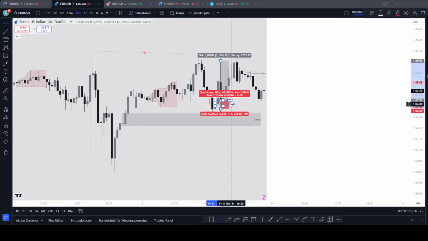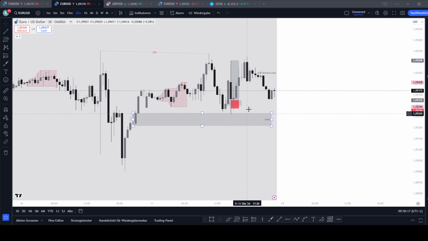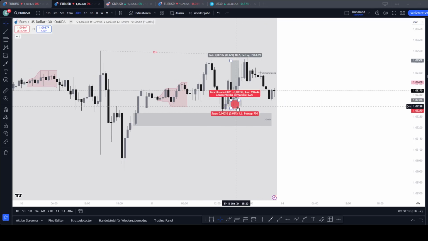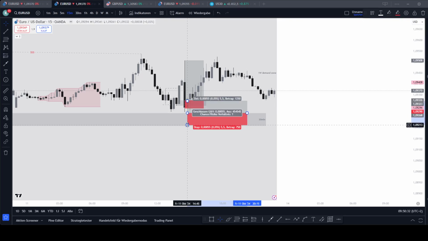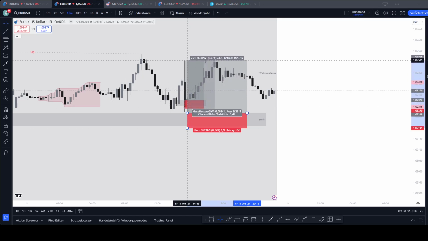Unfortunately, it was a loss. Since I did lose the trade here, I was waiting for my second entry, and immediately price came into my second entry here, and that's where I was able to actually make profit from the trade.